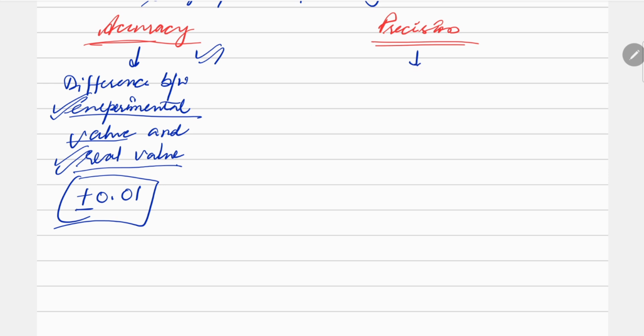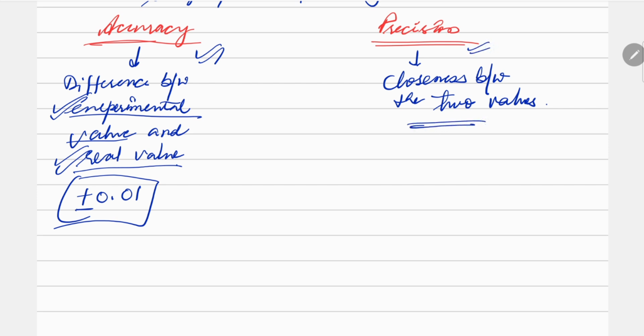And precision means the closeness between two values. It should be the closest one. Obviously it is not going to be exactly the same, but it should be the most close. That is called a precise value. So that is accuracy and precision.